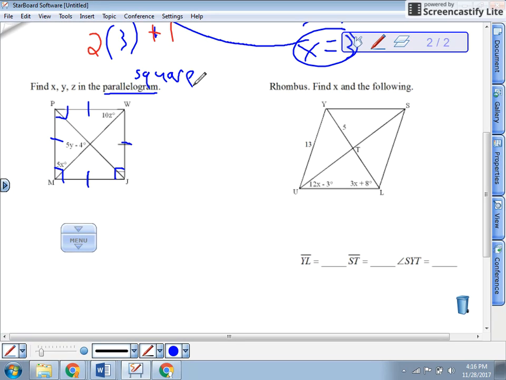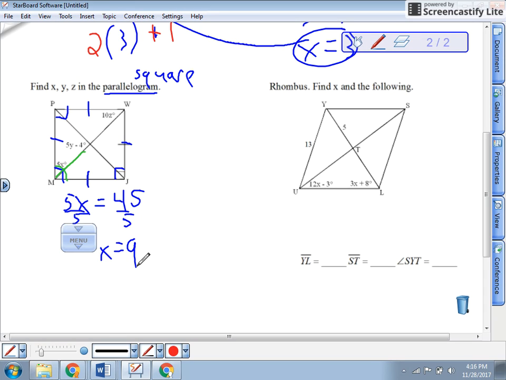So where is x? X is right here. It's part of an angle. Well, we know in a square that the diagonals bisect that angle. So that 5x equals 45 because that's half of 90. So then I just divide by 5, so x equals 9. That's how I find x.